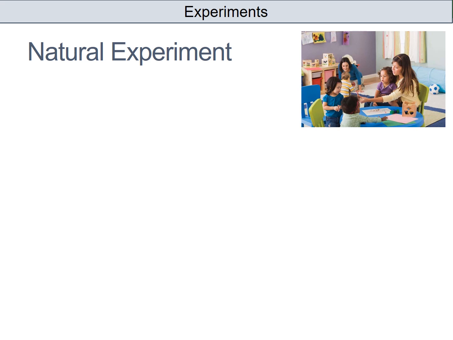The third type of experiment that we use within psychology is called a natural experiment. And in some ways it seems like it's quite similar to a field experiment. But there is one key difference, and that's to do with how the IV changes. So in a field experiment, the researcher will still actively manipulate the independent variable.